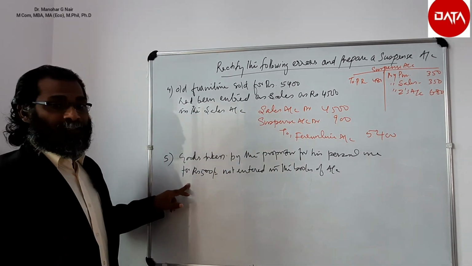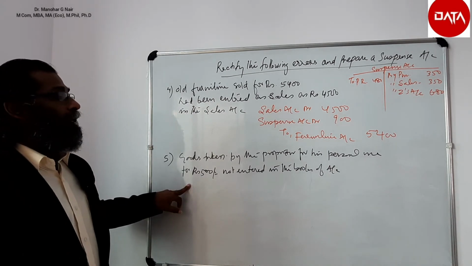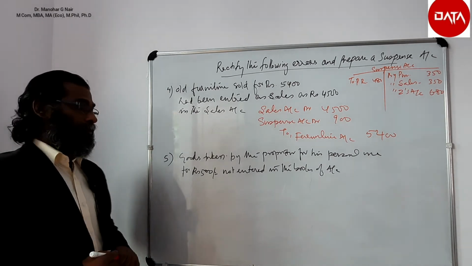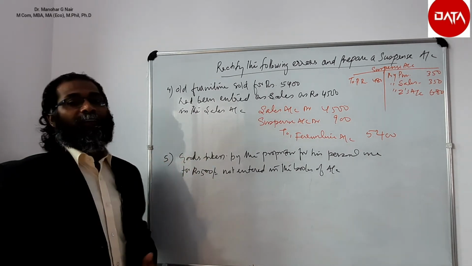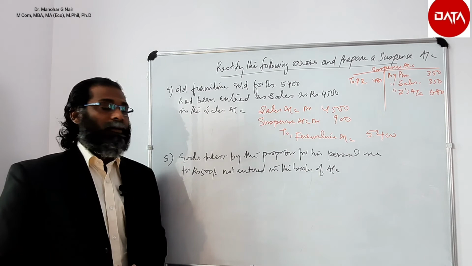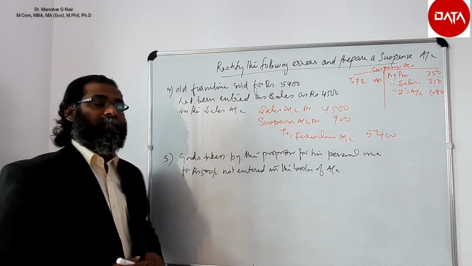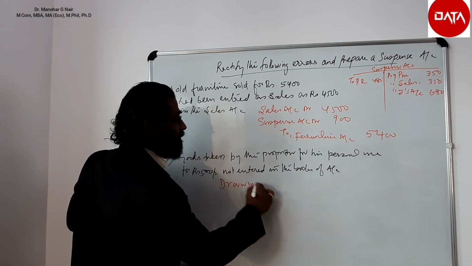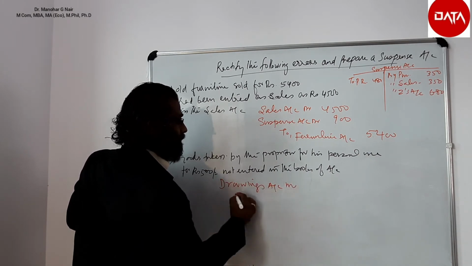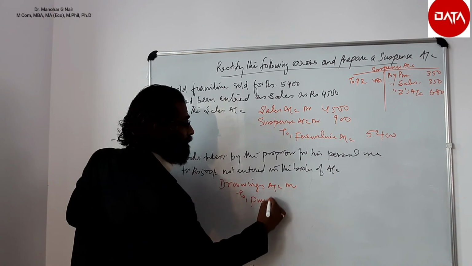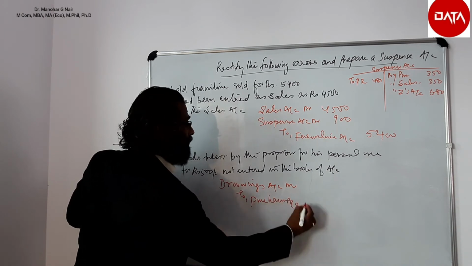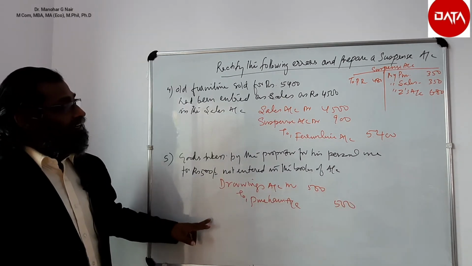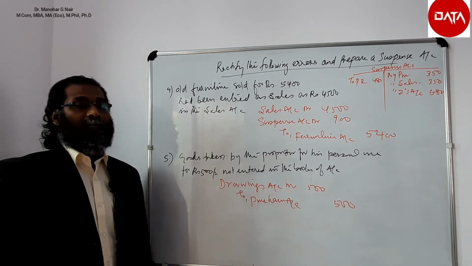So the next transaction is goods taken by the proprietor for his personal use for 500 rupees not entered in the books of account. So it will not be reflected in the trial balance since it is not entered, so we just have to write that journal entry: drawings account debtor to purchases account to the extent of 500. By passing this journal entry, that mistake is also corrected.